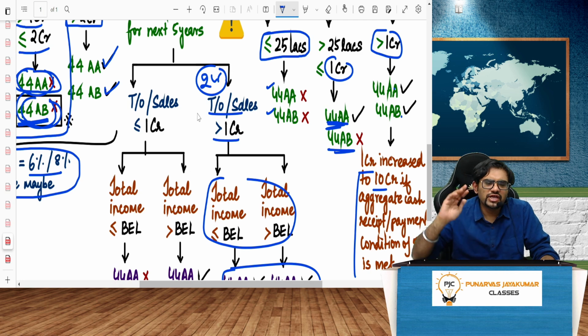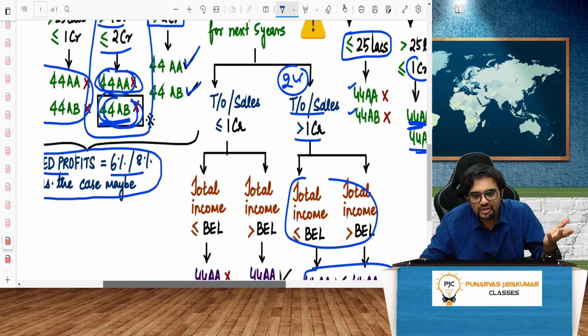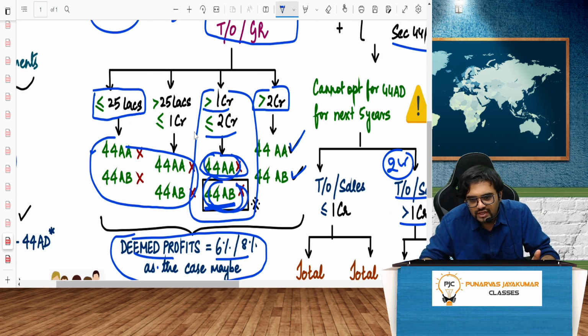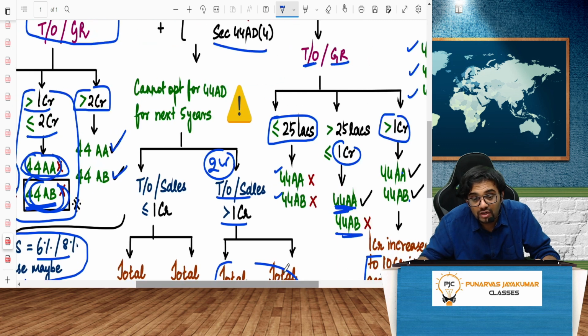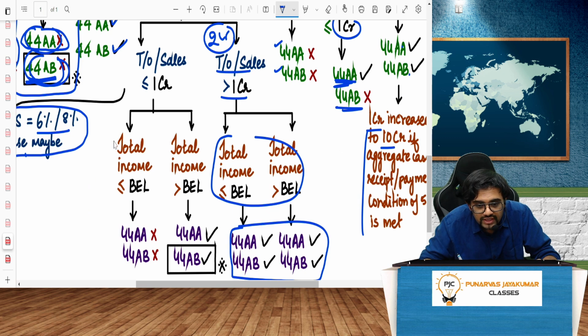But let's say you have opted out also from that scheme and your turnover or sales is less than or equal to 1 crore. Guys, in normal situation, if your turnover is less than 1 crore, no problem, right? No 44A, 44AB also, normal scenario. But here you have opted out. Since you have opted out, if your total income is less than basic exemption limit, 2.5 lakh rupees, then 44AB will not come. That's okay.